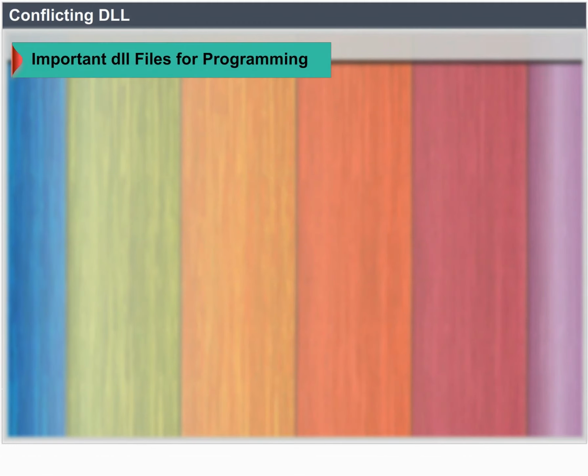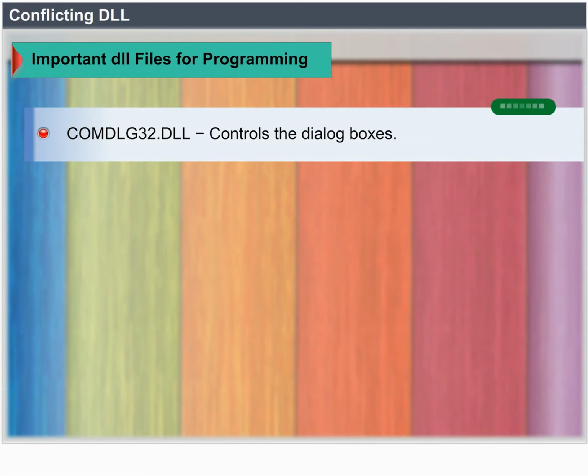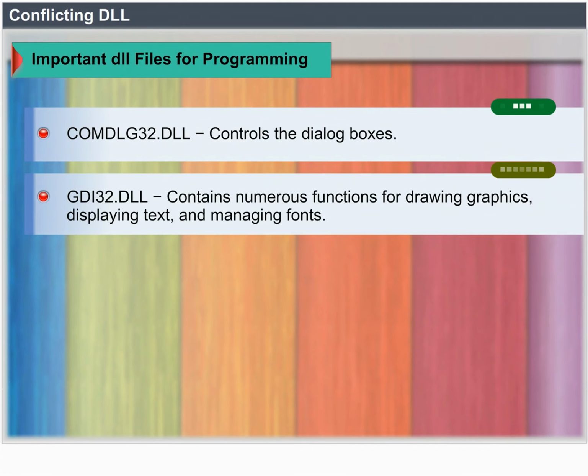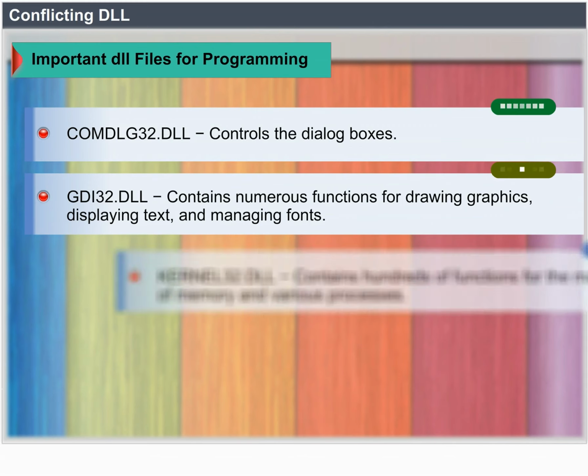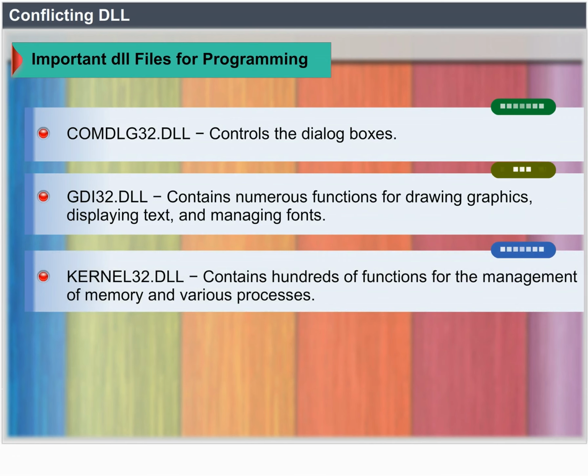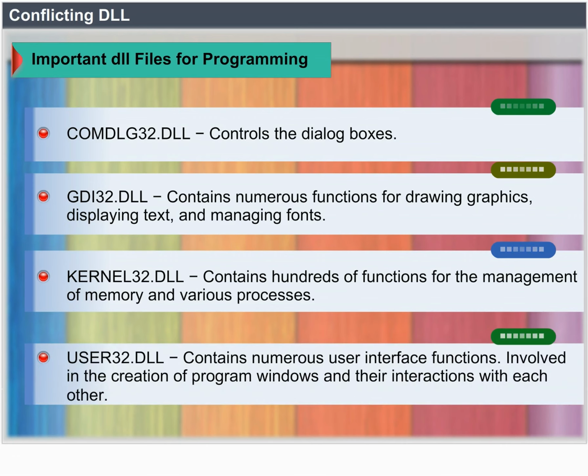Important DLL files for programming. COMDLG32.dll controls the dialog boxes. GDI32.dll contains numerous functions for drawing graphics, displaying text, and managing fonts. Kernel32.dll contains hundreds of functions for the management of memory and various processes. User32.dll contains numerous user interface functions involved in the creation of program windows and their interactions with each other.